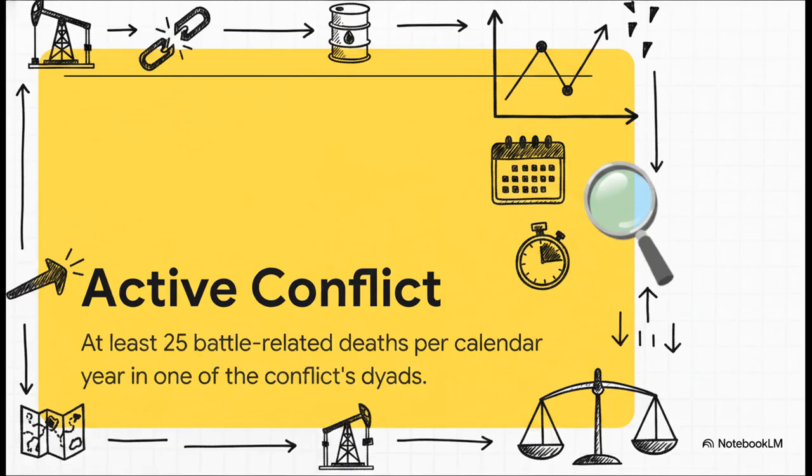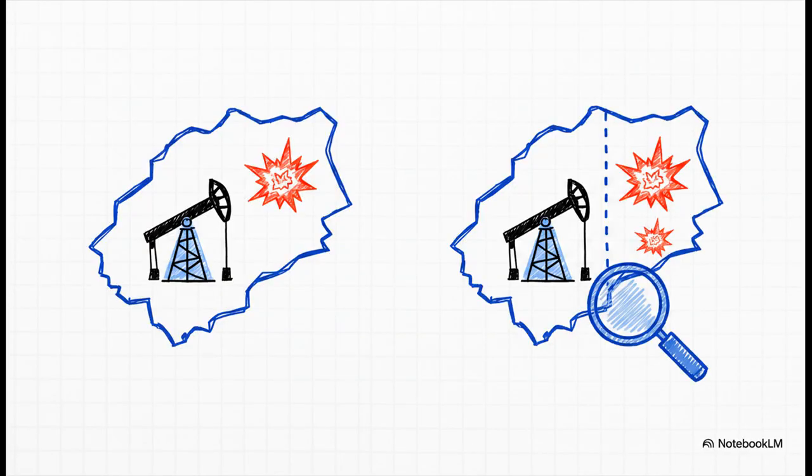A dyad just means two specific opposing armed groups, like a government fighting a rebel faction or two rival militias clashing. This brilliantly removes all the guesswork and corporate spin. You don't get to debate whether it's just a minor skirmish or a localized dispute. If the violence hits that tragic 25-death threshold between those two opposing forces in a single year, it's officially an active conflict. Full stop.